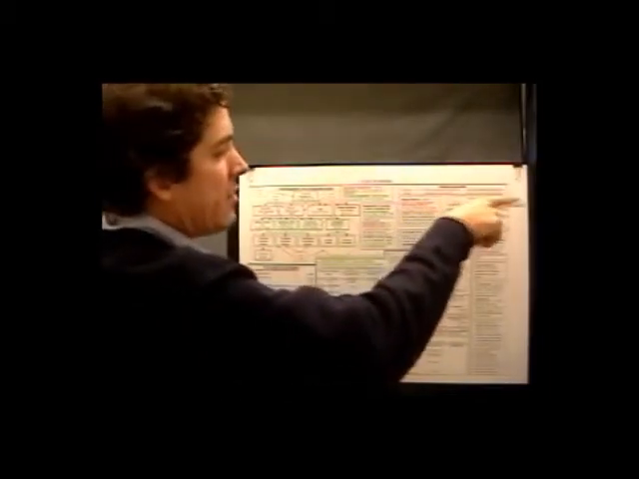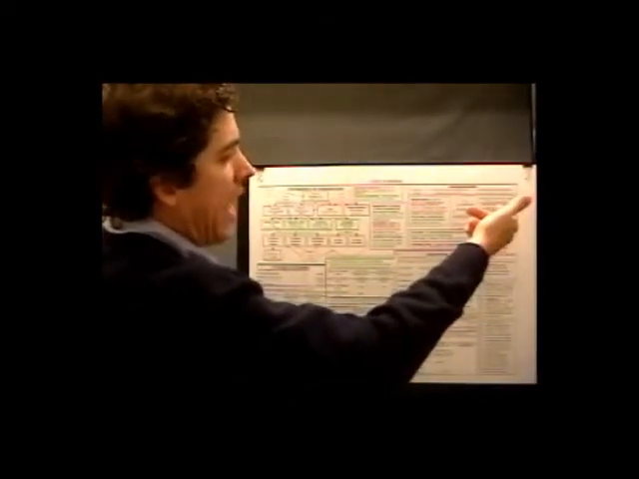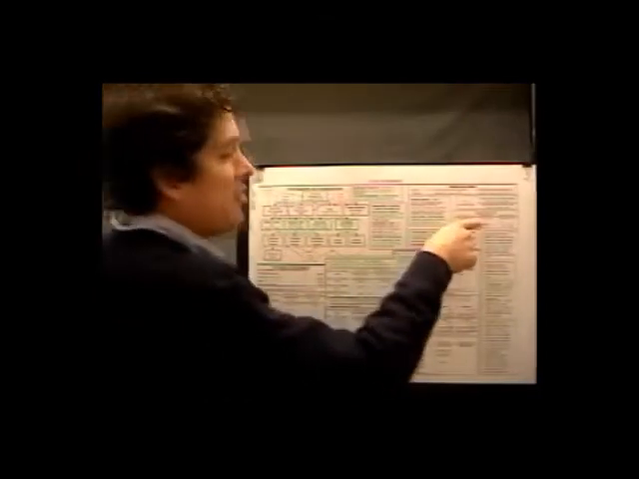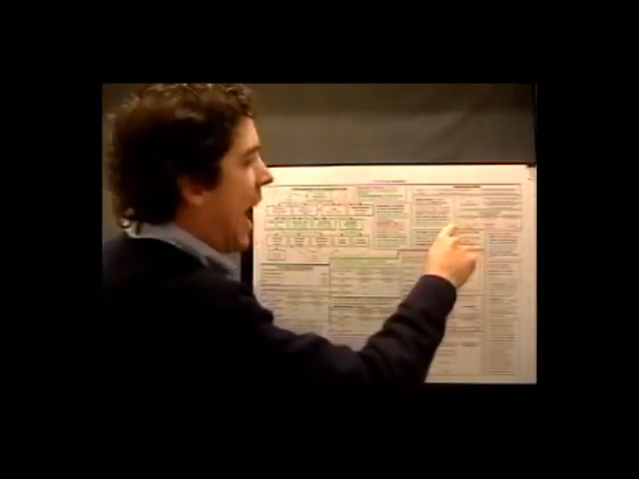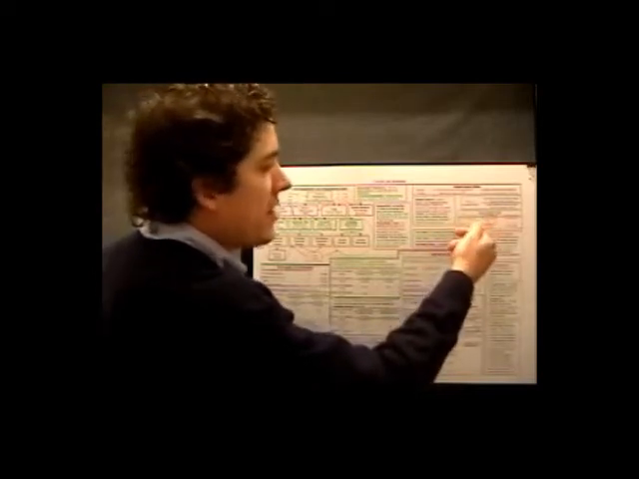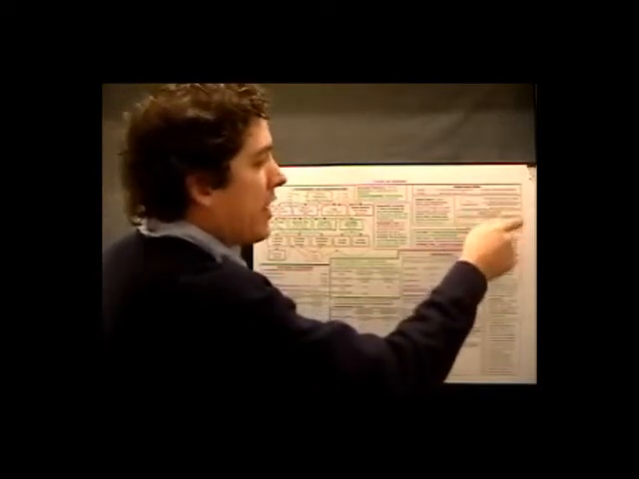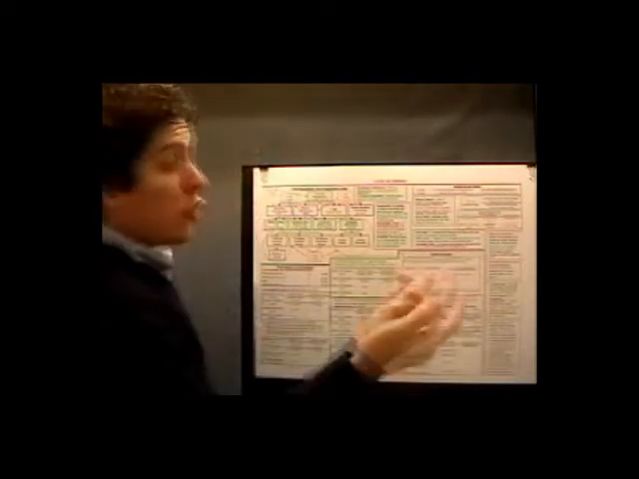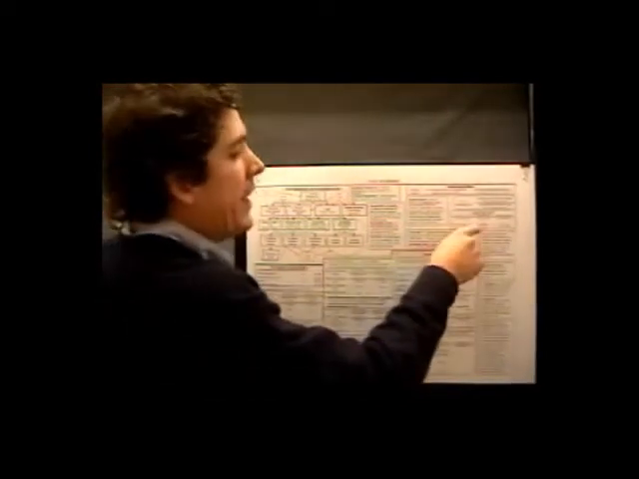ROI, we got the equation there. It's net operating income divided by average operating assets. And then we got the DuPont method of ROI, which is operating income over invested assets equals sales revenue over invested assets times operating income over sales revenue, or ROI equals investment turnover times profit margin.